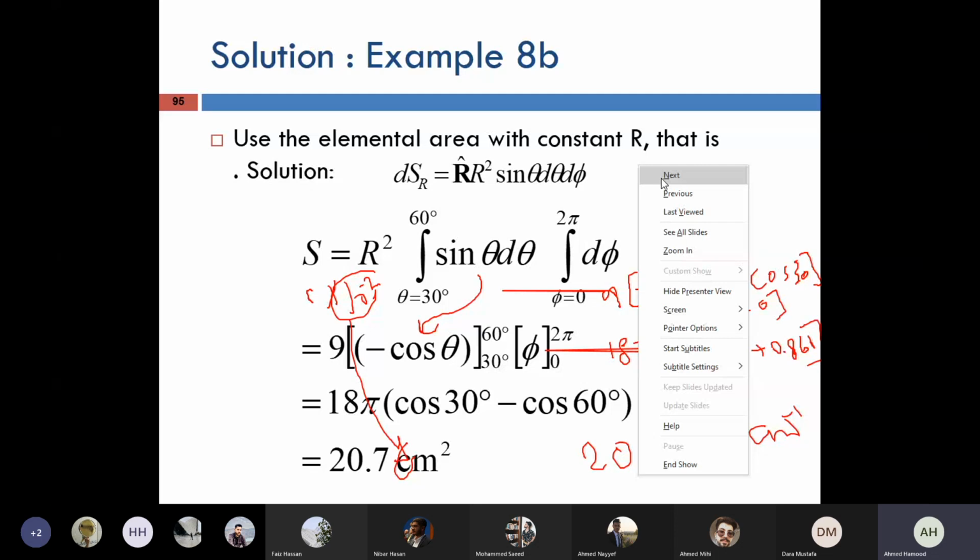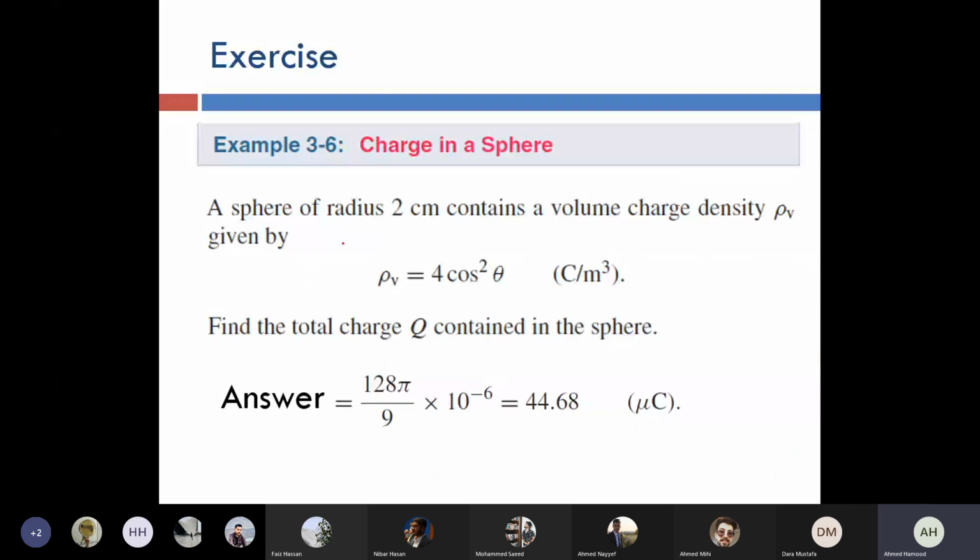Okay, second one. We have a sphere of radius 2 centimeters, and it contains a volume charge density ρv, which is given to us. ρv is equal to 4 cosine 2 phi. How to solve this example?